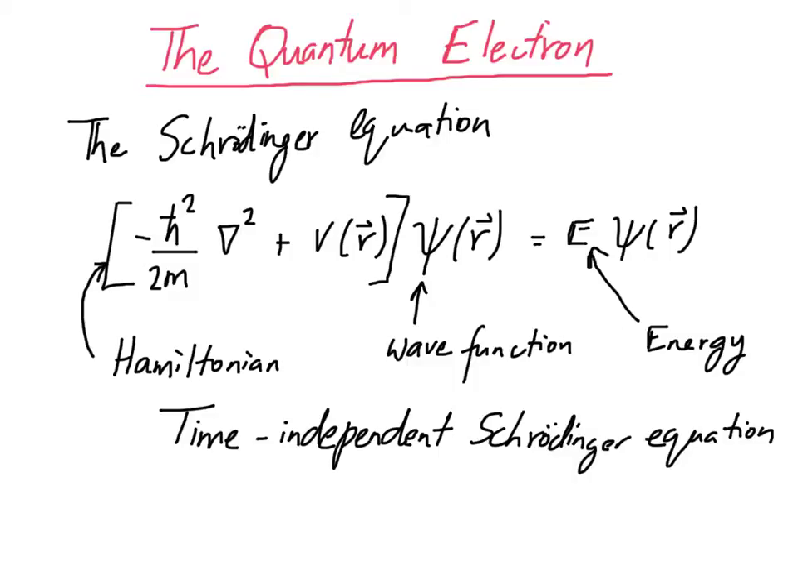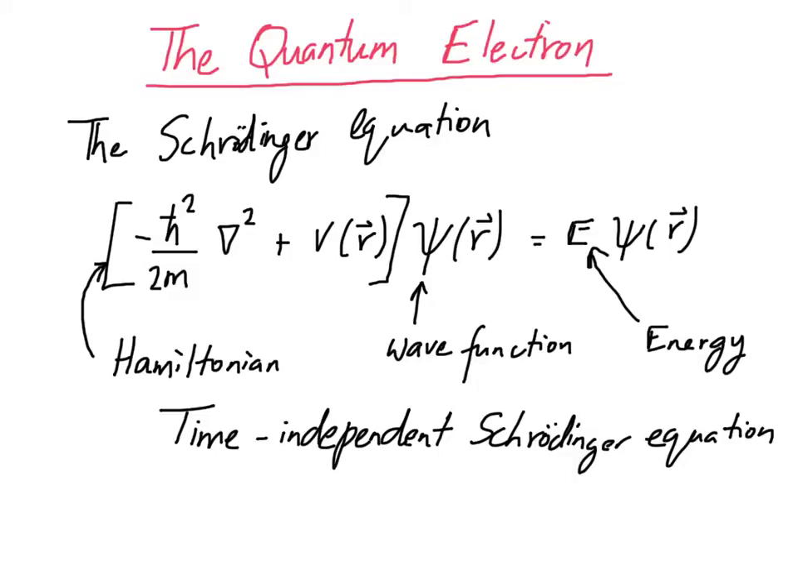So the first term represents the kinetic energy, and h bar, as you know, is the Planck constant, and m is the mass of the electron, and the del operator is a differential operator. So del squared in 1D is nothing but d squared over dx squared, and in 3D it's d squared over dx squared plus d squared over dy squared plus d squared over dz squared. Right? So the del squared operator is nothing but a differential operator.